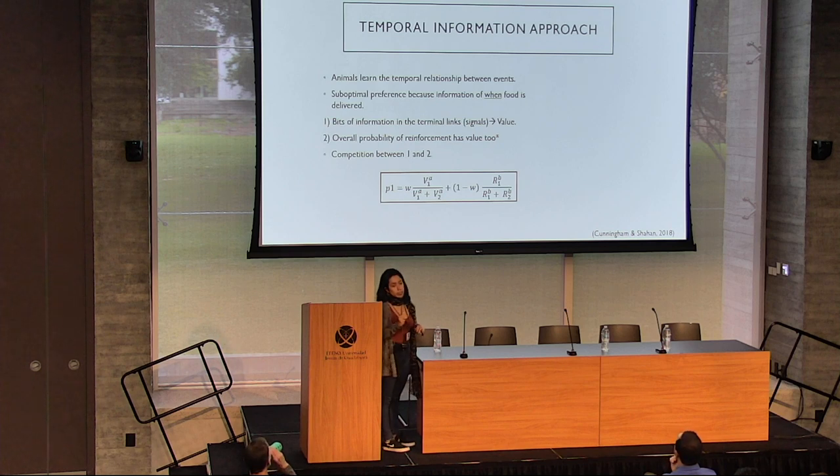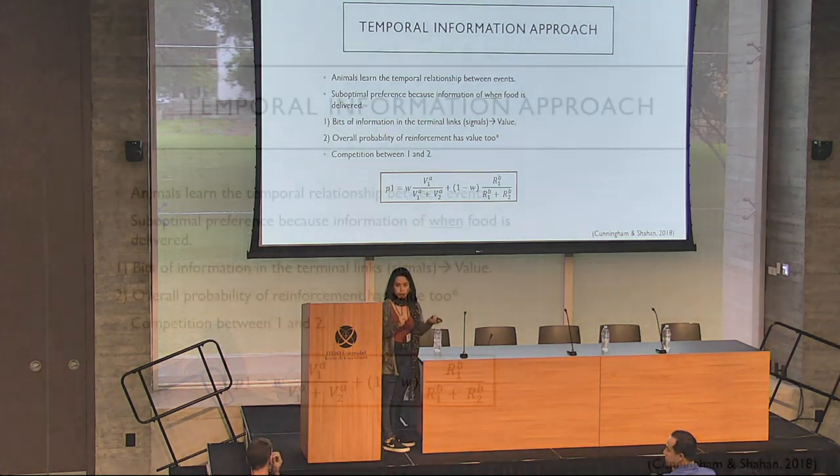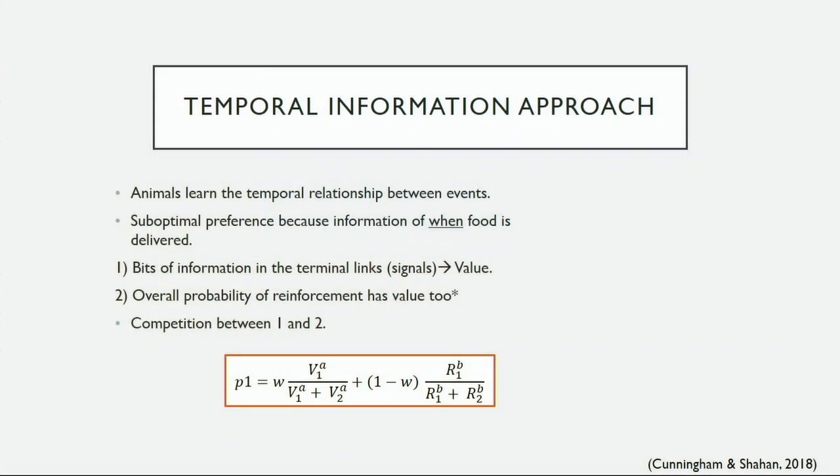But also they're going to say, if an animal doesn't get the difference in overall probability of reinforcement between alternatives, we cannot call an alternative suboptimal. If the animal doesn't get that one is 0.2 and the other is 0.5, there is no way to say that the animal is actually choosing suboptimally, because they have different amounts of food. So they're going to say that animals are also sensitive to the difference in overall probability of reinforcement. That is the second point, that is the R part.